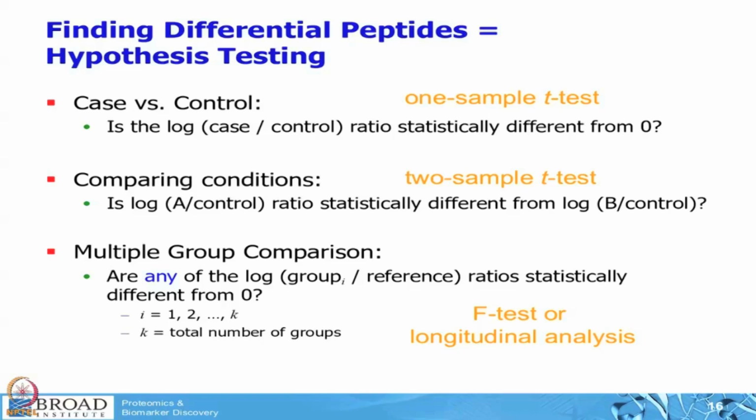If you are comparing two conditions, you would have a 2-sample t-test. For multi-group comparison, there is this thing called an f-test.